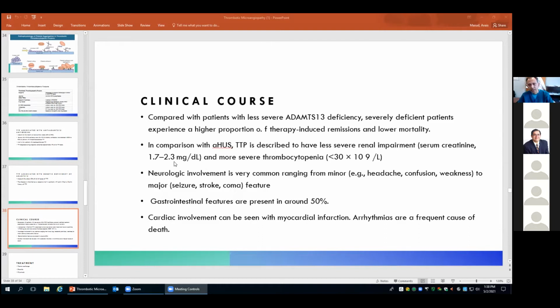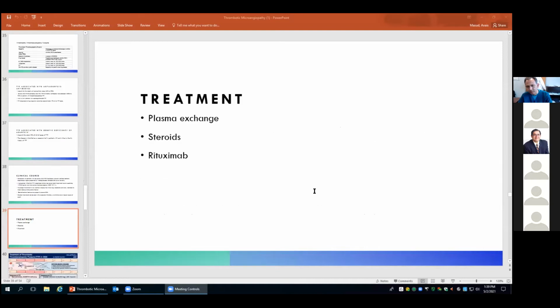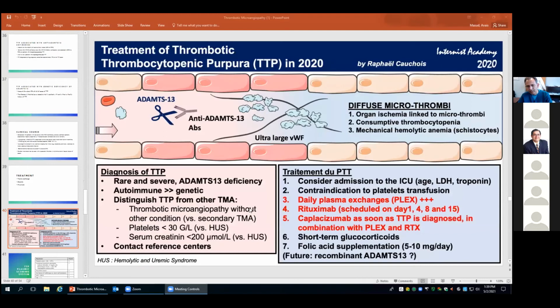So what you do when you have a patient who has TMA, just to differentiate: HUS has less severe thrombocytopenia and more severe renal involvement. Neurological involvement and GI involvement are more common in TTP. So TTP treatment is plasma exchange, steroids, and rituximab. So this summarizes the management of TTP.